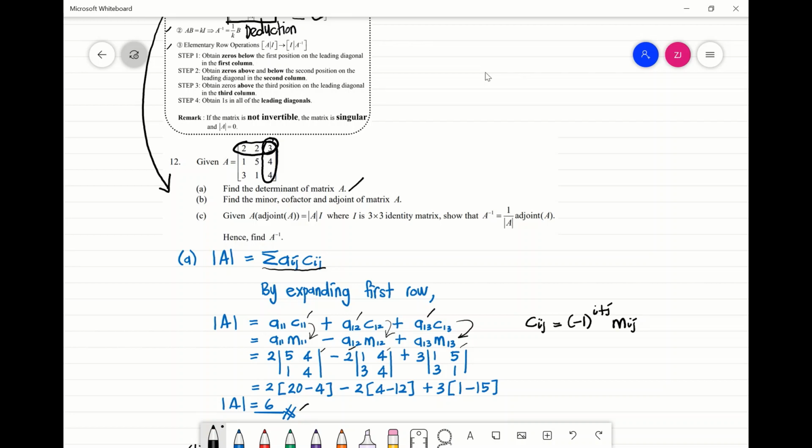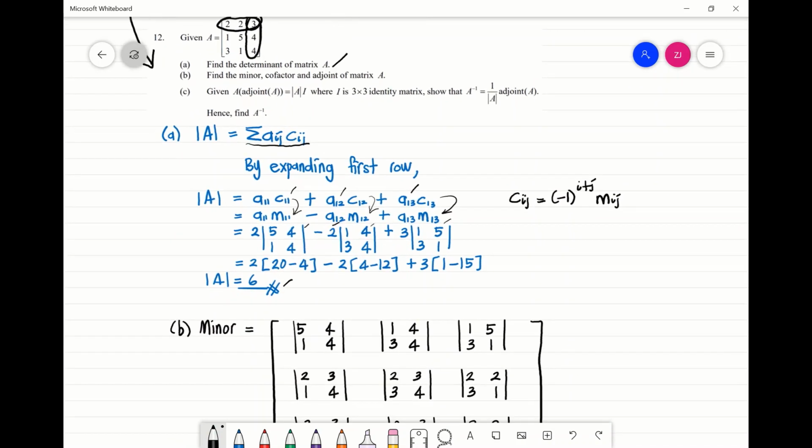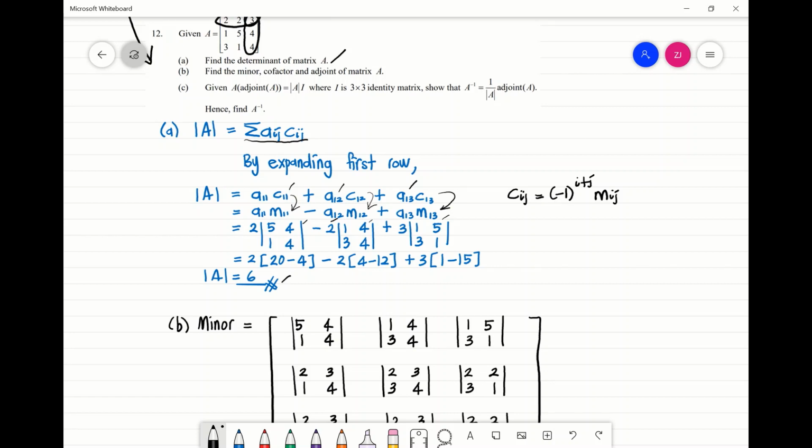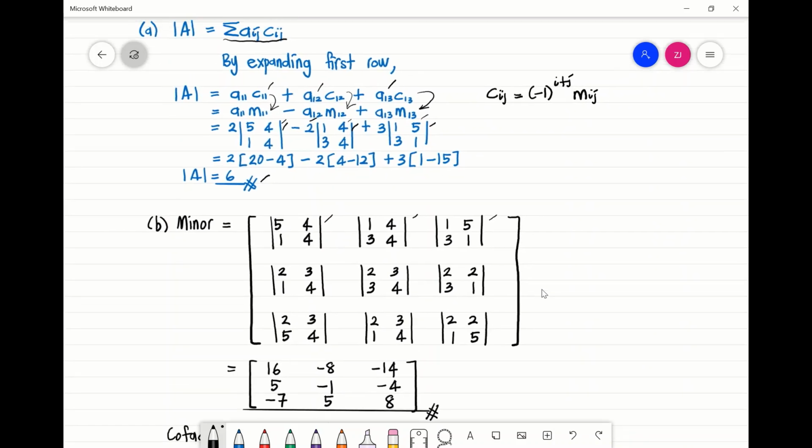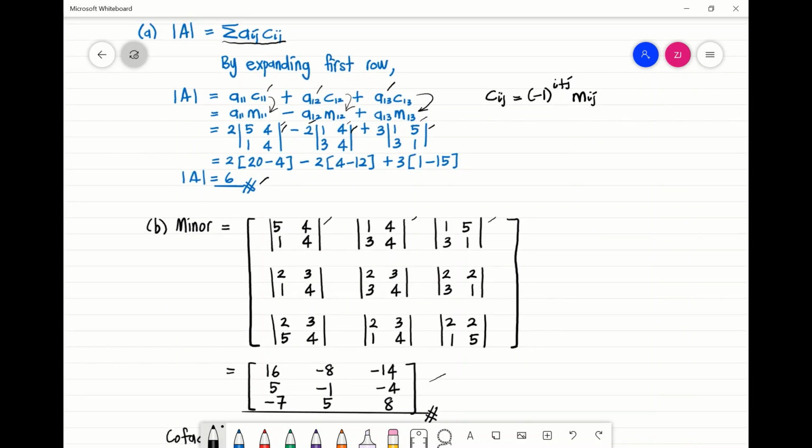Now coming to the second part, find the minor, cofactor and adjoint matrix of A. We know that the minor elements are the determinants of the matrix that remains after we close the respective row and column. Since we already have all the minors in the first row, these 3, we can simply bring down the values here. We just close the respective row and column for matrix A, and the minor elements are as listed here. Then we solve all the determinants and we will get this answer.